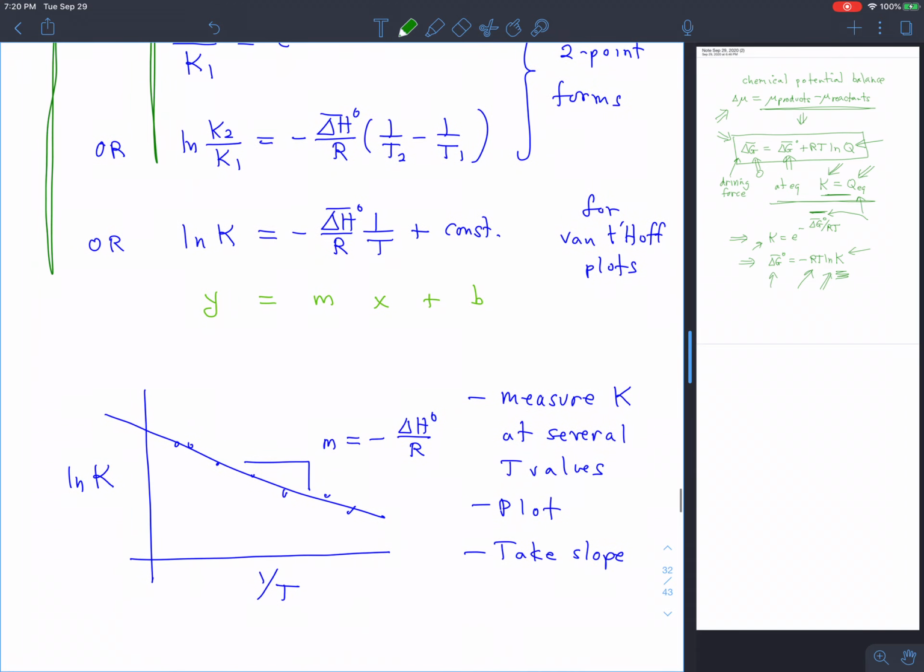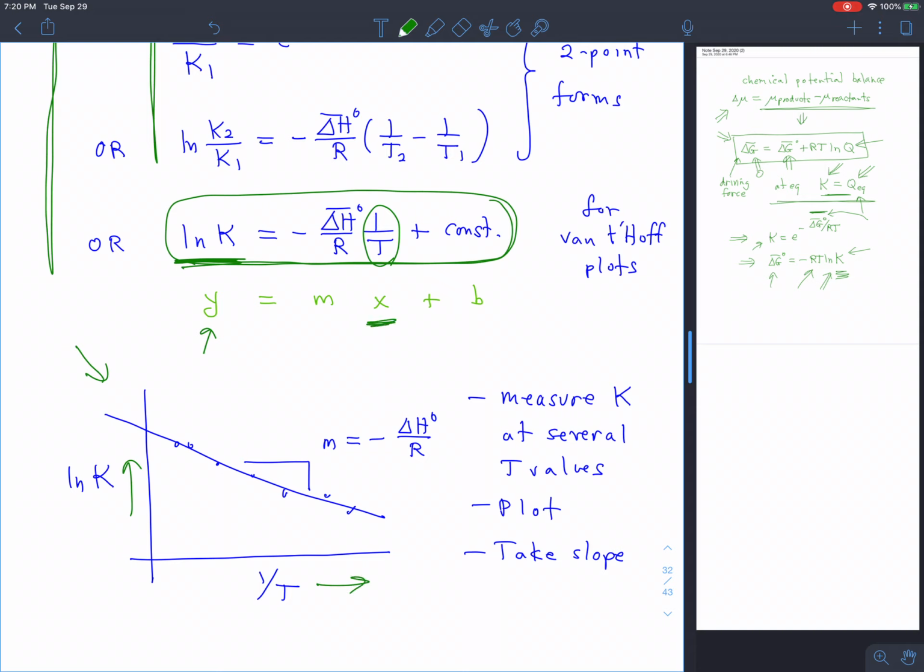But let me point out, the last example will be what's called a Van't Hoff plot that we'll do in a while here. The Van't Hoff plot is the plot that you get from this particular relationship. Notice that if I call this quantity y, the thing that I'm plotting on my y-axis, and I call this quantity x, the quantity I'm plotting on the x-axis, then this is the equation for a straight line, right? y equals slope m times x plus a constant, which we call b.